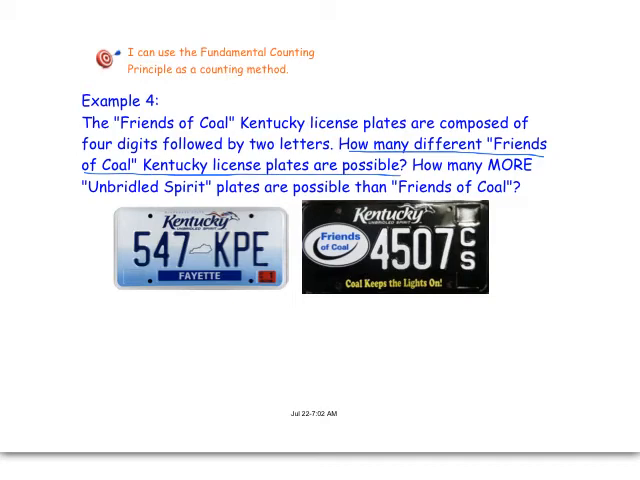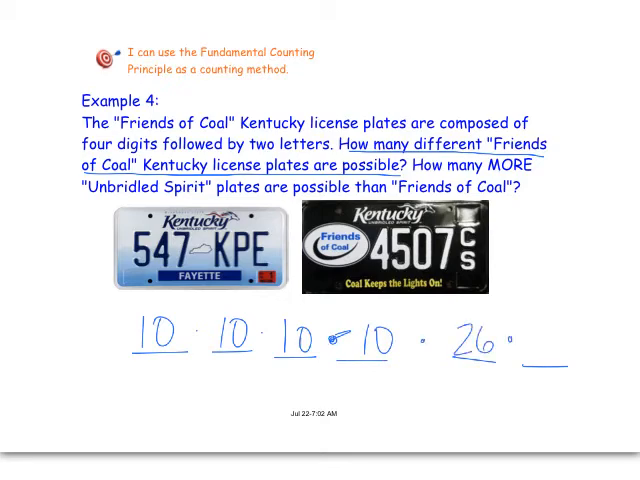Well, if the Friends of Cole license plate has 4 digits followed by 2 letters, each of the digits gives us 10 possibilities, and each of the letters gives us 26 possibilities. So if we find this product, this will give us the total possible number of Friends of Cole Kentucky license plates. Pause, multiply this on your calculator. So there are 6,760,000 different possible Friends of Cole Kentucky license plates.